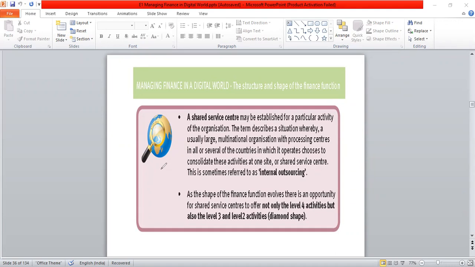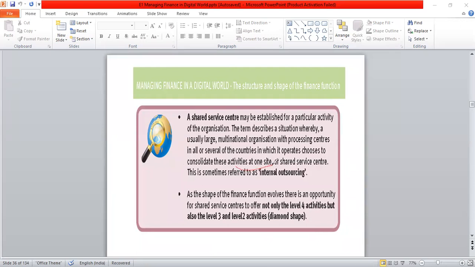It says that SSC may be established for a particular activity of the organization. The term describes a situation whereby a usually large multinational organization with processing centers in all or several of the countries in which it operates chooses to consolidate these activities at one site. So there is only one place where the operating activity is carried on.